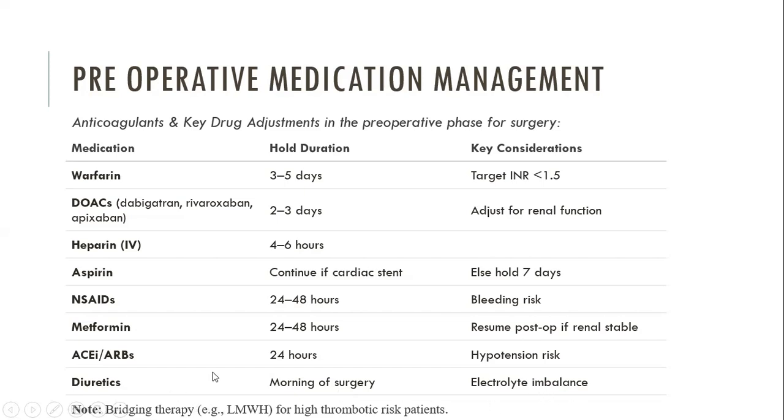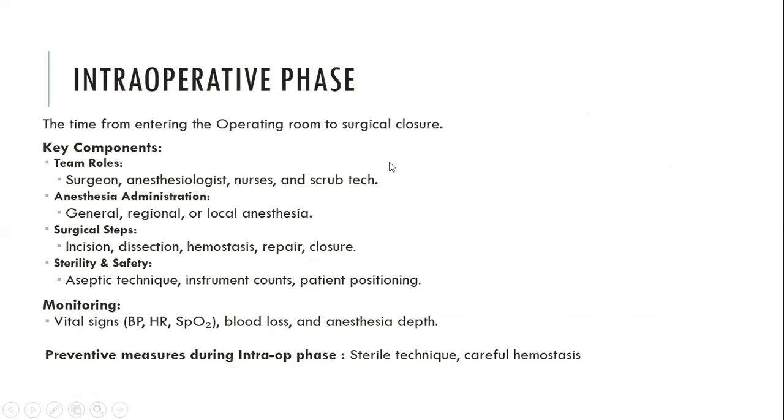electrolyte imbalance. And now, low molecular weight heparins that are used for bridging therapy should be used if the patient is at high thrombotic risk. So you can use low molecular weight heparins then. So this was preoperative medication management. That was all about the preoperative phase.